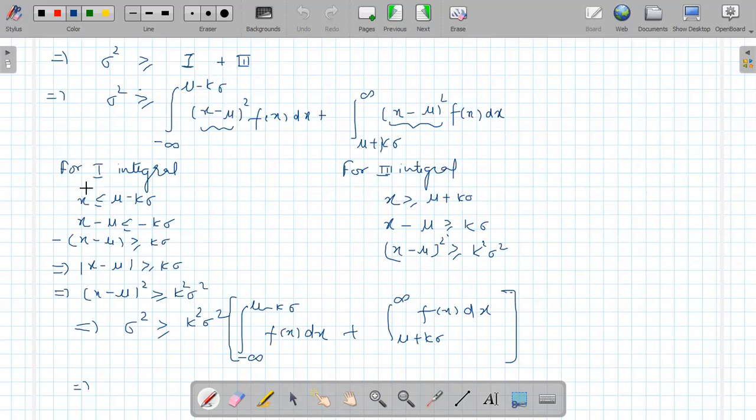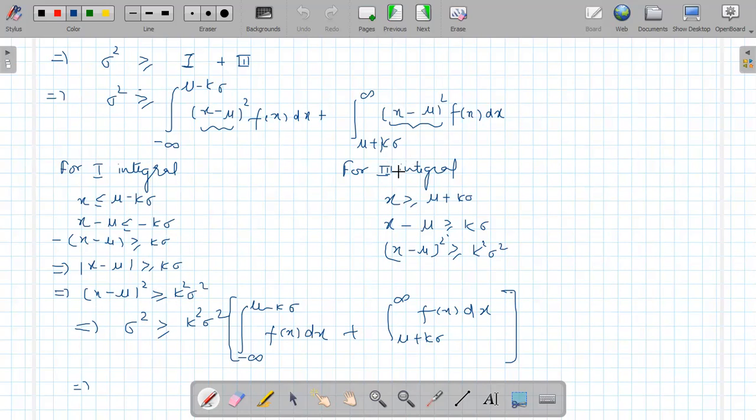Now for this integral, first one, we have limits from minus infinity to mu minus k sigma. That means x is less than or equal to mu minus k sigma here. That is x minus mu is less than or equal to minus k sigma, or minus of x minus mu is greater than or equal to k sigma. You can square both sides, so that we get x minus mu whole square is greater than or equal to k square sigma square. You can omit this term.